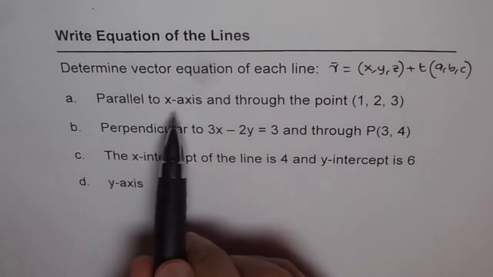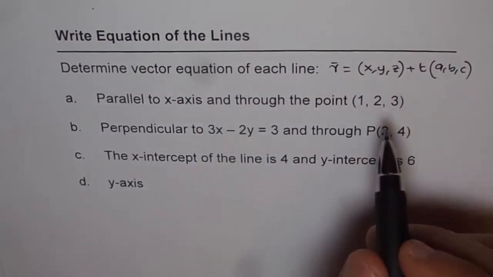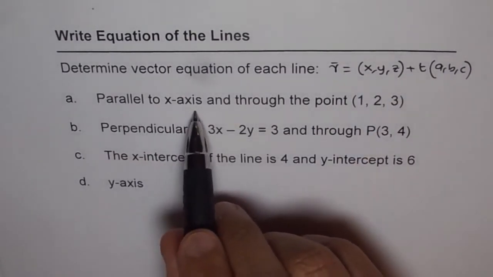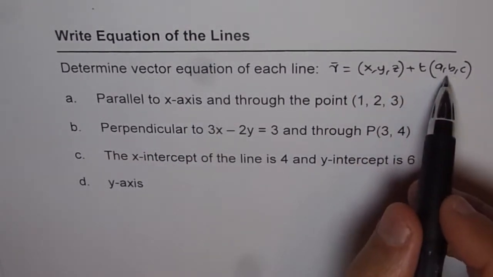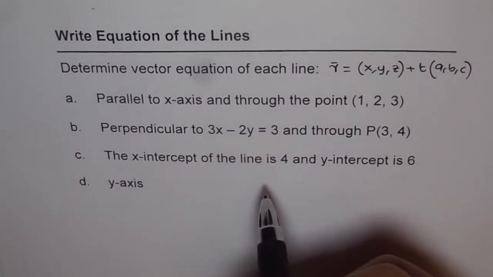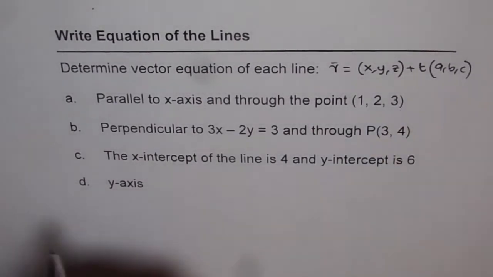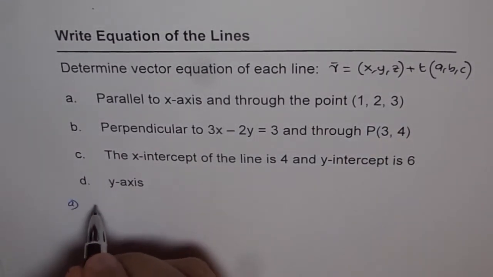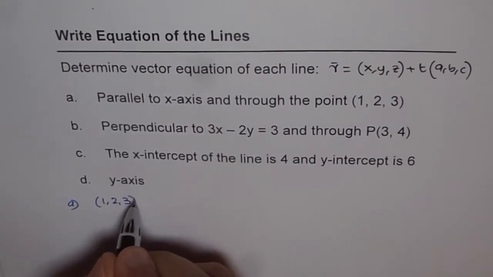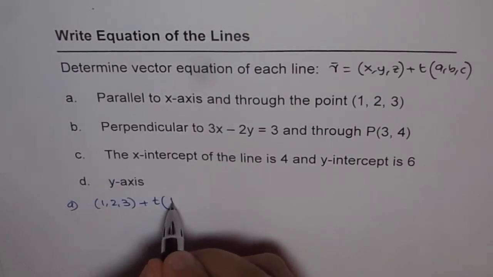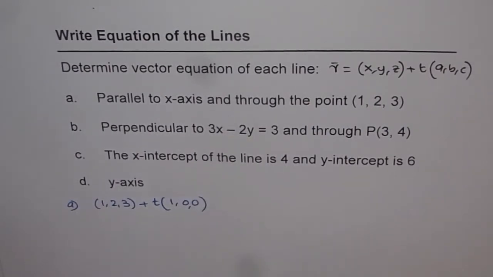So first one is parallel to x-axis and through this point. So we have the point, so we just can write 1, 2, 3, and parallel to x-axis means we have a direction also. What is the direction in this case? X-axis. So for A, we can write this as the point is 1, 2, 3 plus t times x-axis is 1 and others are 0, right? So that gives you parallel to x-axis. So from origin, you just move in x-axis direction.